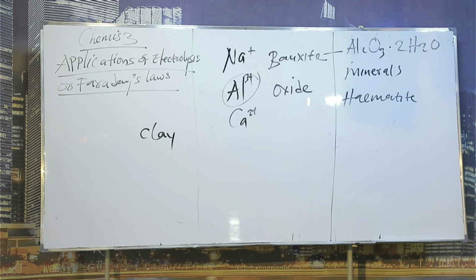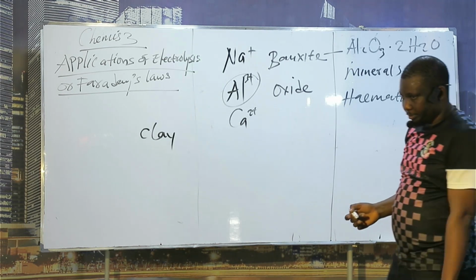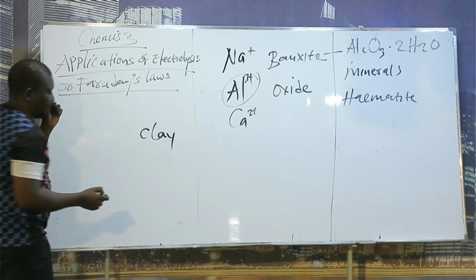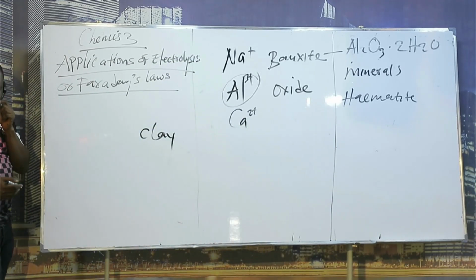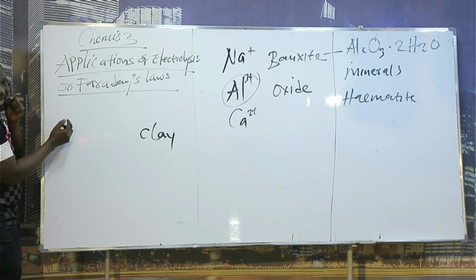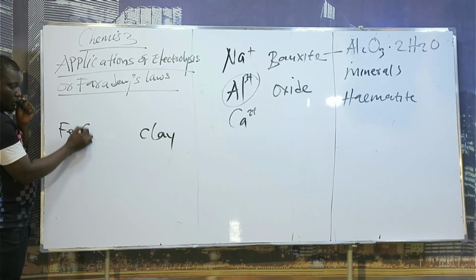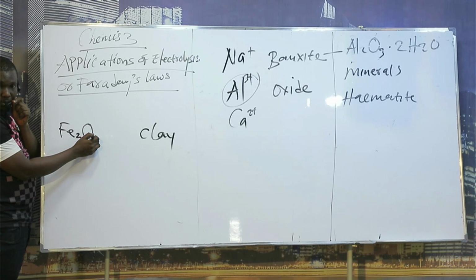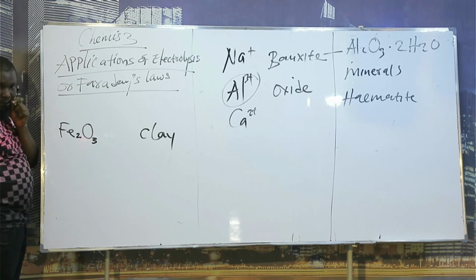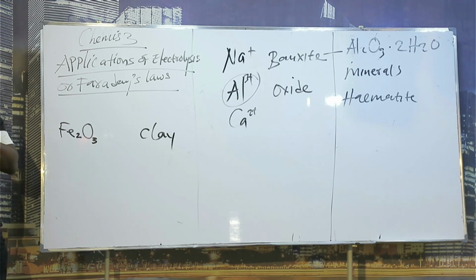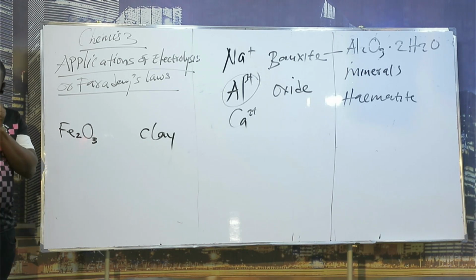Hematite. Do you know the formula? Iron 2, take us iron 3. Fe2O3, correct. That is hematite. Is that an oxide ore? Yes.